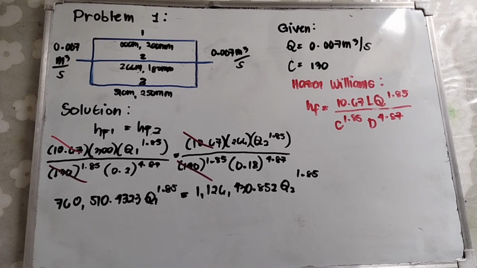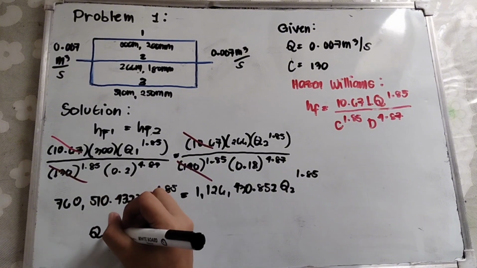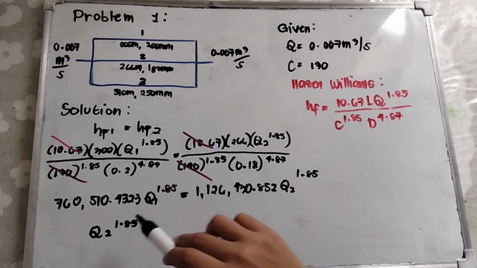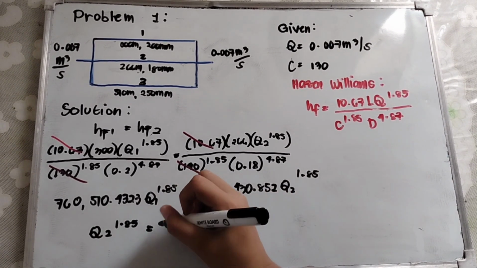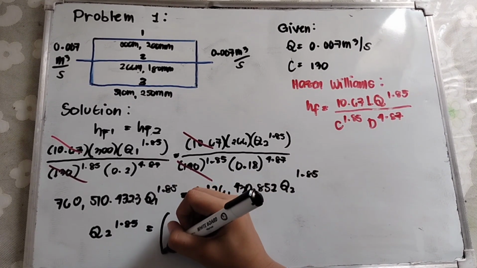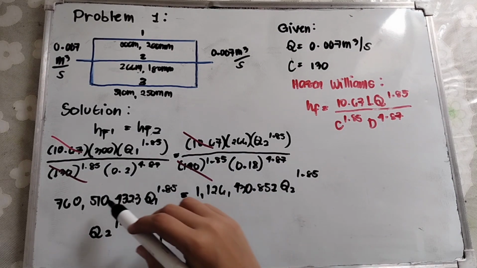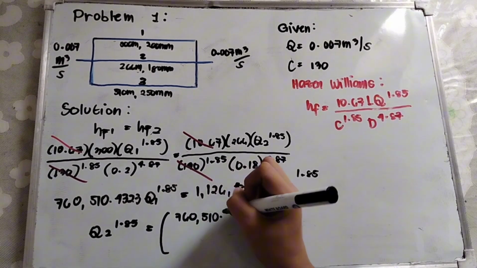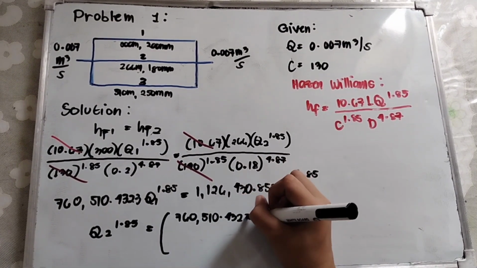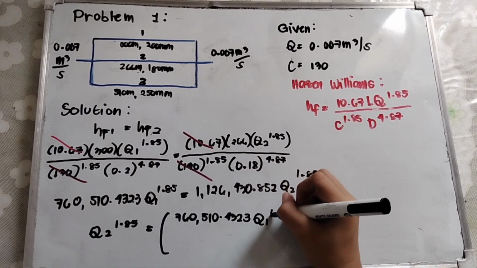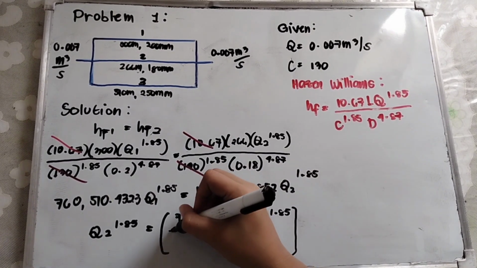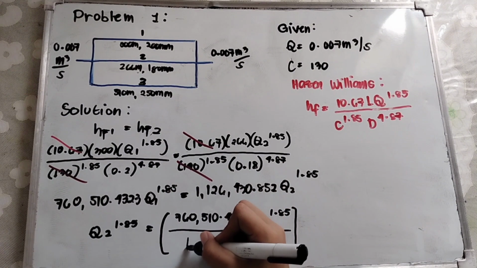Since we're looking for the value of Q sub 2, we just need to divide both sides by 1,126,430.852. Now we have an equation of Q sub 2 raised to 1.85 is equal to 760,510.4323 Q sub 1 raised to 1.85 over 1,126,430.852.